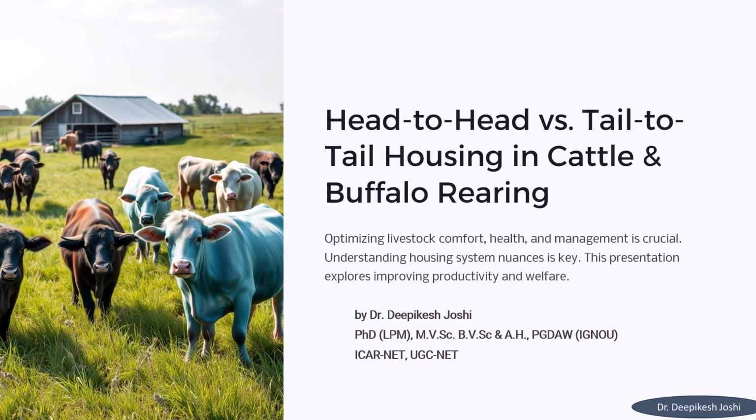Head to head and tail to tail are the two categories inside the double row system. In the double row system we have two parts: the first type is the head to head system and the second is the tail to tail system. So we will study about this in this presentation.